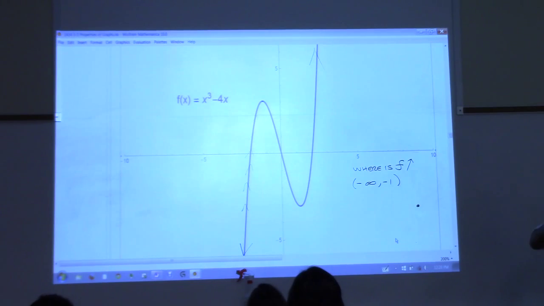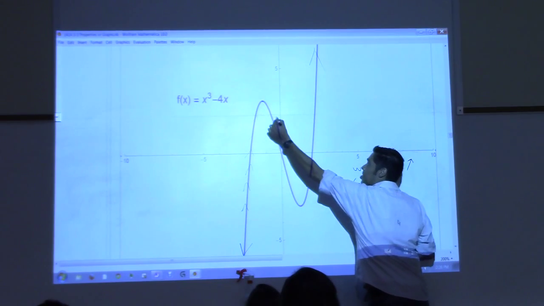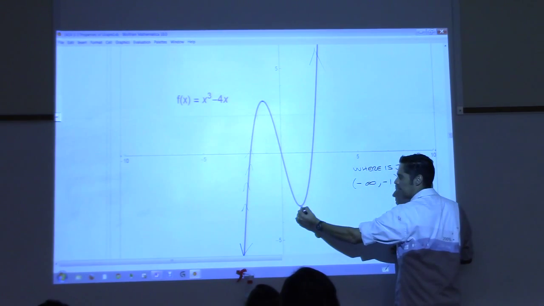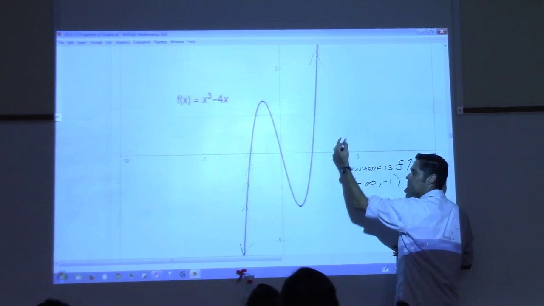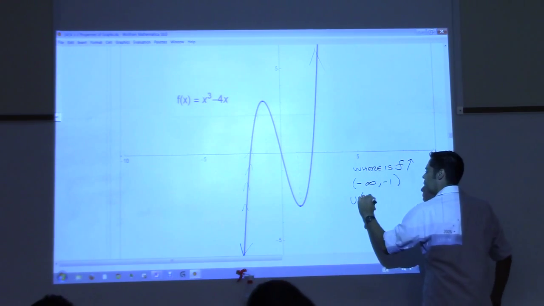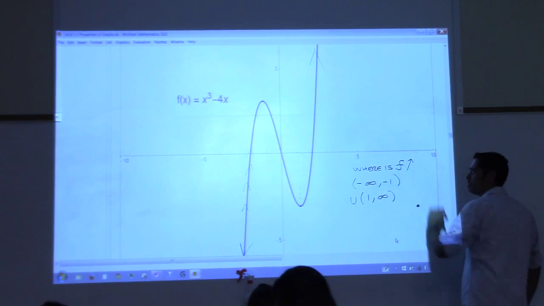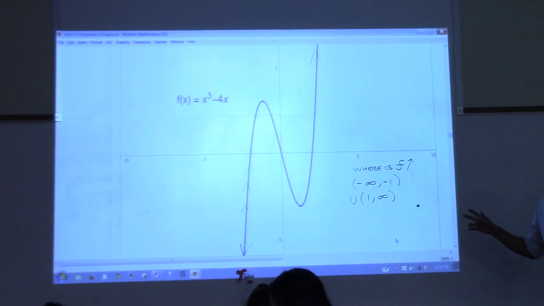Okay, but you said that's not the only place. Yes. So where else does it increase? From 1 to... So here, I'm assuming you're thinking you're going down, and then you get to here, and now you start turning back up. Yep. So that happens at 1, so union 1 to infinity. That's where the function's going up. Any questions on that?